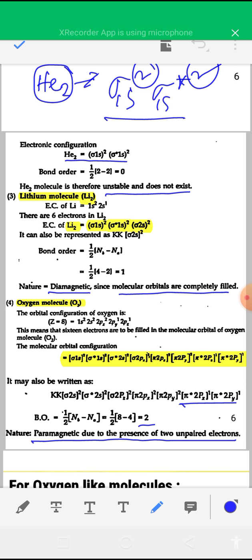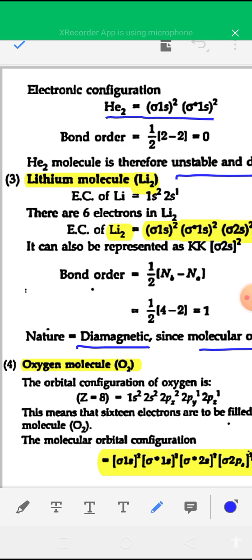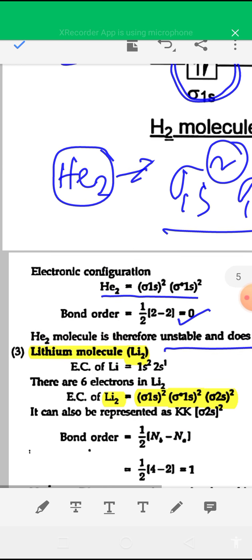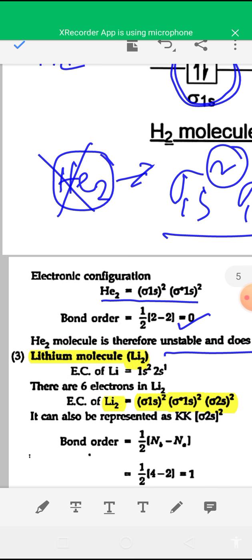The bond order is half into the number of electrons in the bonding molecular orbital minus the number of electrons in the anti-bonding molecular orbital. So the bond order of the helium molecule is half into 2 minus 2, that is 0. So bond order 0 means the molecule He2 does not exist. I have told that if bond order is 0, then the molecule does not exist. Remember that. There is no bond between two helium atoms. So He2 molecule does not exist according to molecular orbital theory.